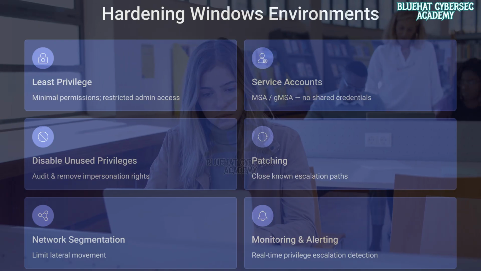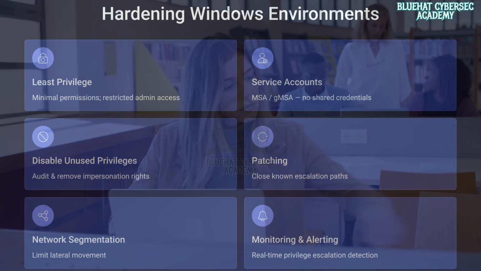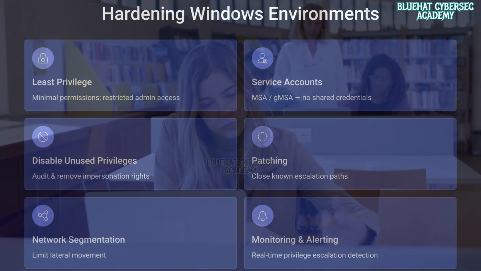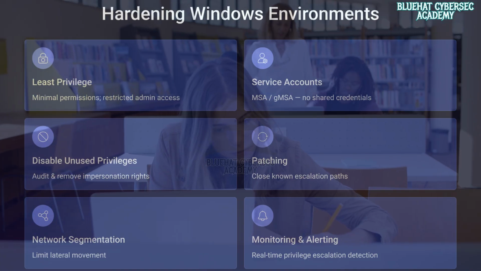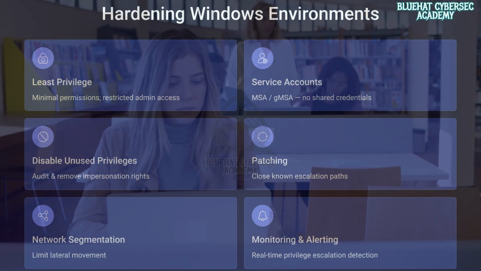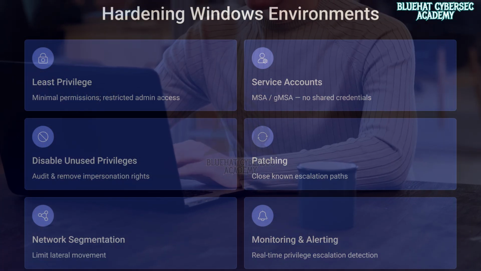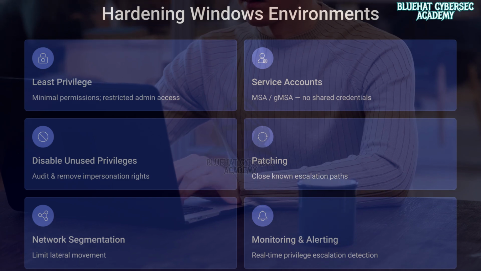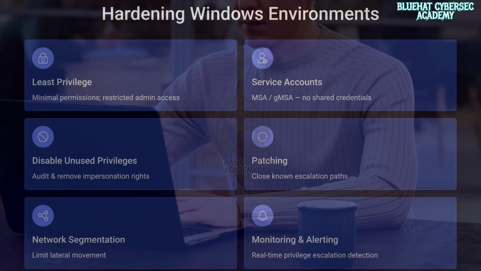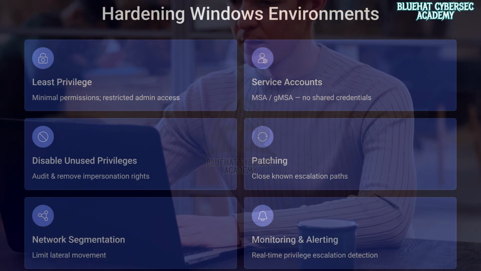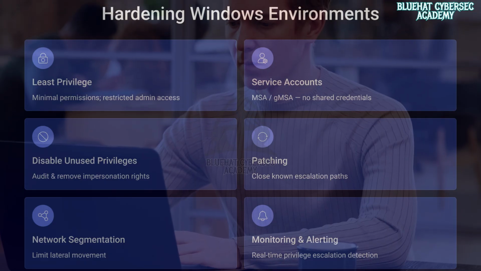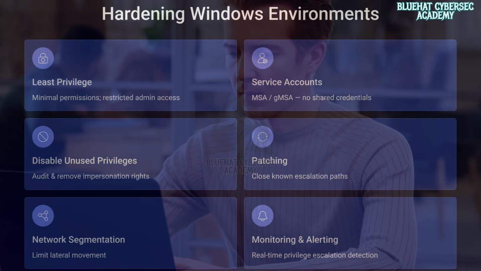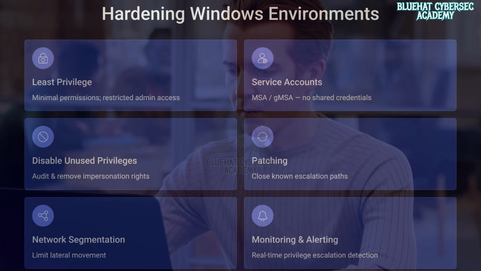Systems are also kept secure through continuous patching, since many escalation paths depend on known vulnerabilities. Network segmentation further limits damage by preventing lateral movement, even if one system is compromised. And finally, continuous monitoring and alerting ensures that any unusual privilege escalation activity is detected and investigated in real time.